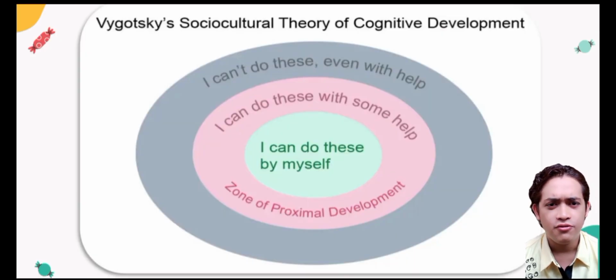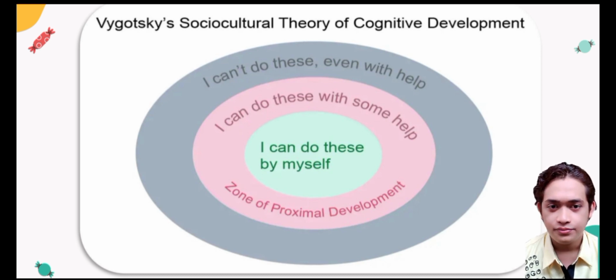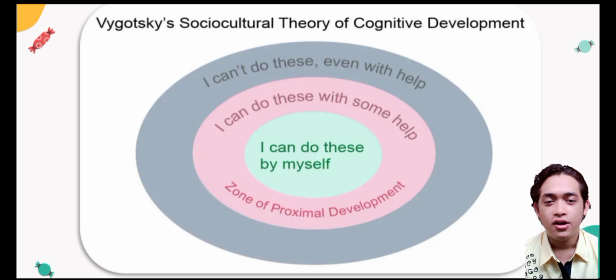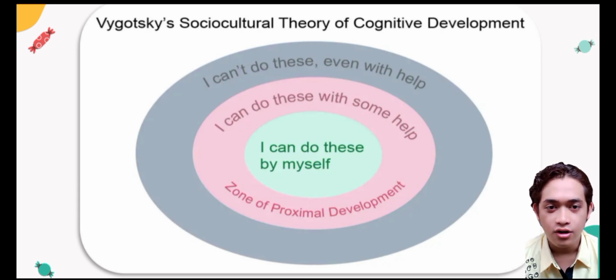The first zone of proximal development is where a child can do things by themselves. For example, a toddler learning how to crawl. Those are the things that a child can do by themselves. The second part of the zone of proximal development is where a child can do things with the guidance or the help of other people. For example, again, the toddler may learn how to stand with the help of a parent or a caregiver. Those are the things that a child can do with the support of other people.